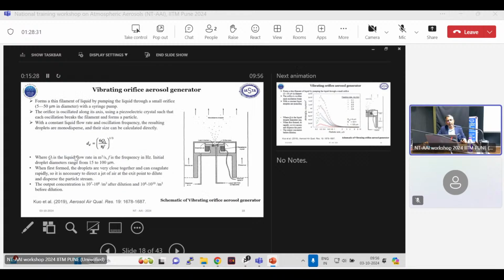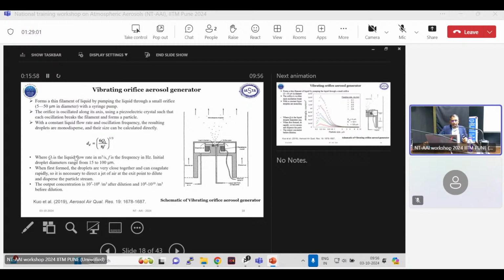And then we have another aerosol generator, like the vibrating orifice aerosol generator. It is also one kind of atomizer where you take the liquid up to this portion, and there is a fine mesh. It is vibrating in an axial direction. So whatever water film reaches the mesh will break and generate the aerosol.